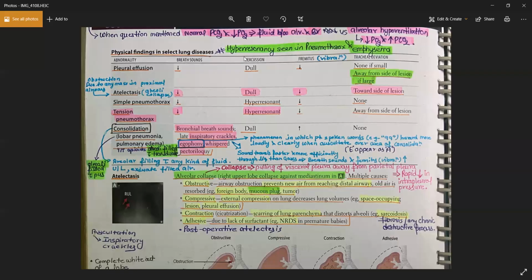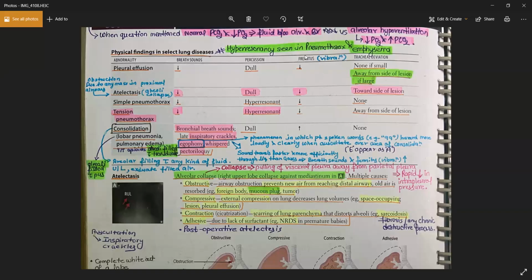Now the percussion. When you percuss the patient with an effusion, because of the presence of fluid, you will have a very dull percussion. In case of atelectasis, because the lungs are collapsed, you will again have a dull percussion, because ultimately the density increases in the lungs. Whenever the density is increased, dull percussion will be produced. In case of pneumothorax, because air is present, the percussion becomes hyperresonant. And finally, in case of consolidation, because fluid is present in the lungs, you will have dull percussion.